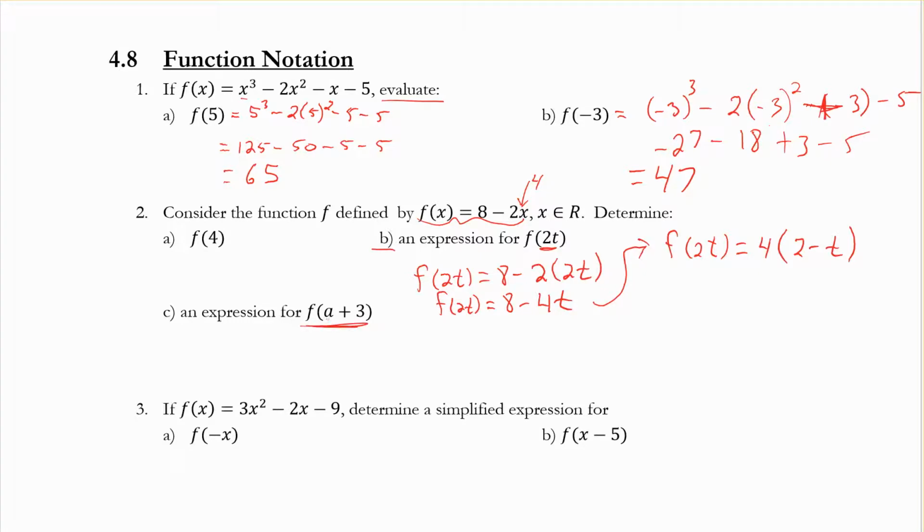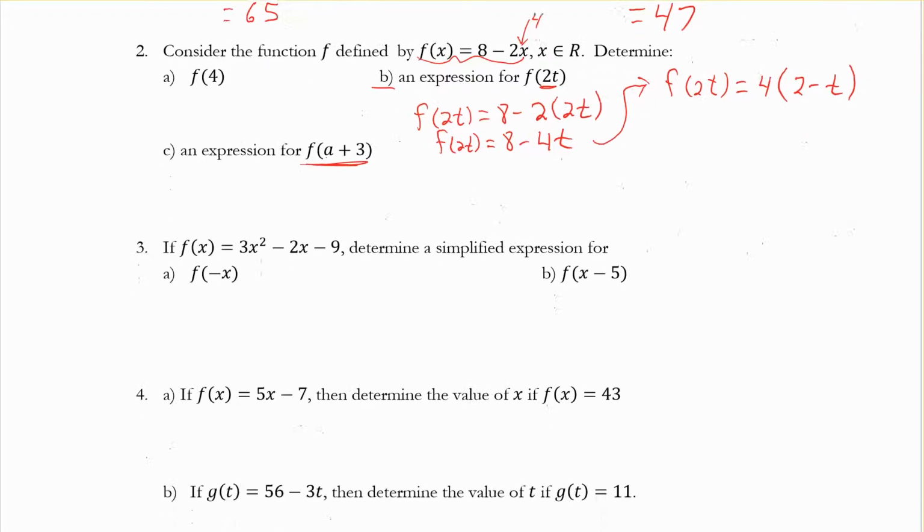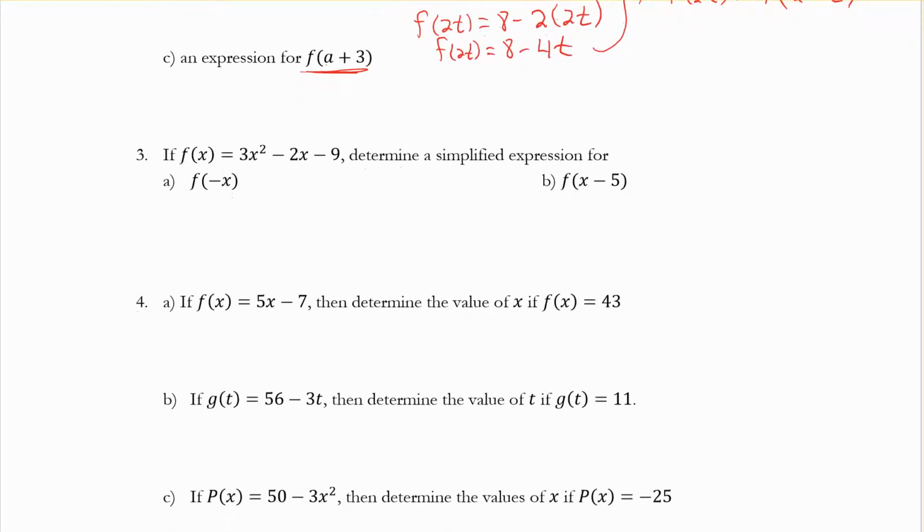You're just going to plug a plus 3 in place of x. So I'll let you guys go ahead and try that one out though. Okay, if f of x is equal to 3x squared, yada yada, determine a simplified expression for these guys. Okay, so I'm gonna maybe skip a, let you guys try that one. You're just gonna replace x's here with negative x, right?